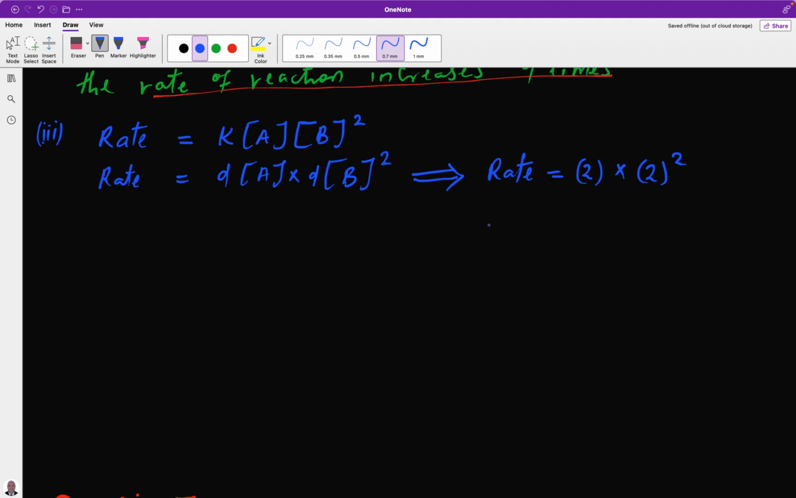Now, our rate now will be what? 2 squared is 4. 4 times 2 is 8. Our rate will be 8. We can now conclude, therefore, that when the concentration of both A and B are doubled, the rate of a reaction increases 8 times.